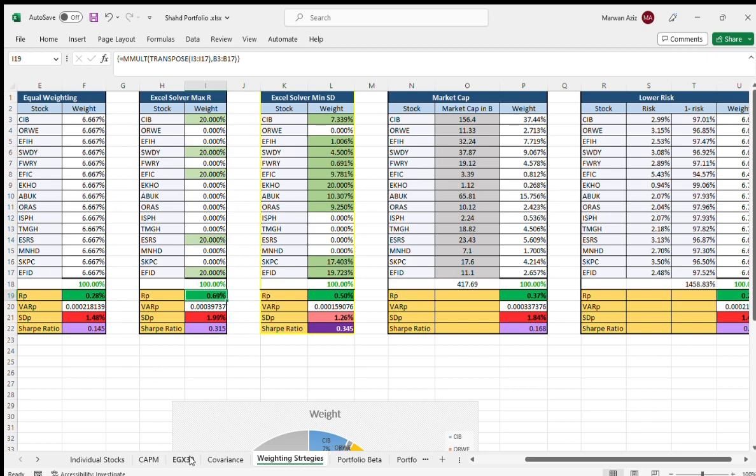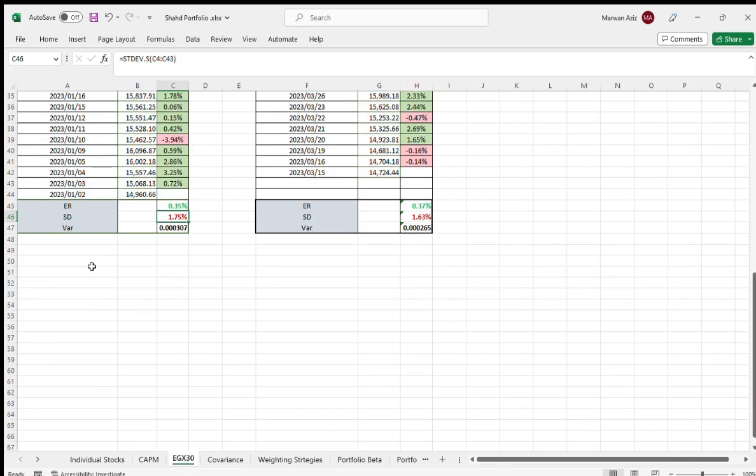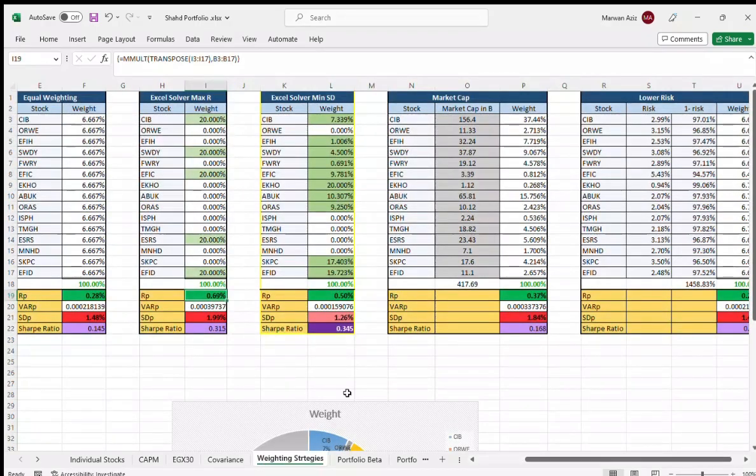Also for reference, I used EGX30 as my benchmark. So my objective was to get a risk close to its risk and try to outperform its return. So that's what I did here. What I did here was setting an objective function to minimize the variance, as we can see here. Data and then solver.